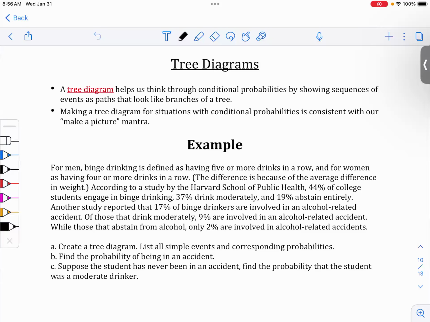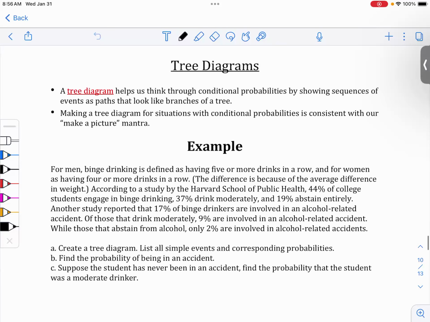So for men, binge drinking is defined as having 5 or more drinks in a row, and for women, 4 or more drinks in a row. The difference is because of the average difference in weight. According to a study by the Harvard School of Public Health, 44% of college students engage in binge drinking, 37% drink moderately, and 19% abstain entirely.